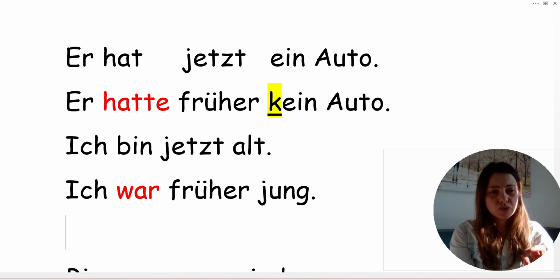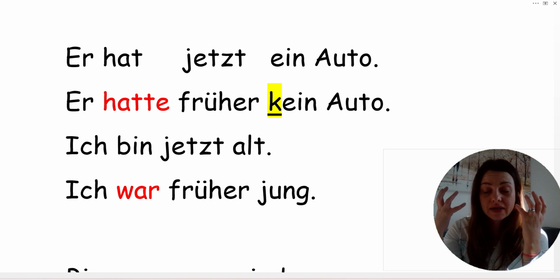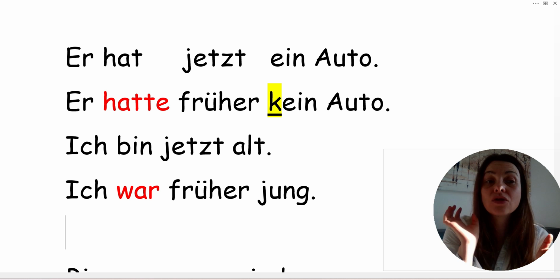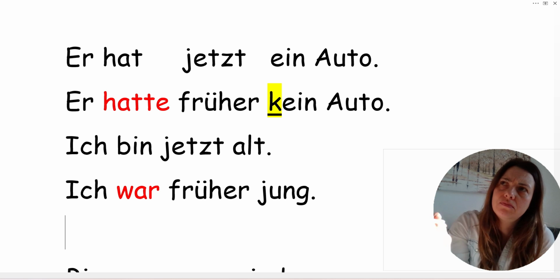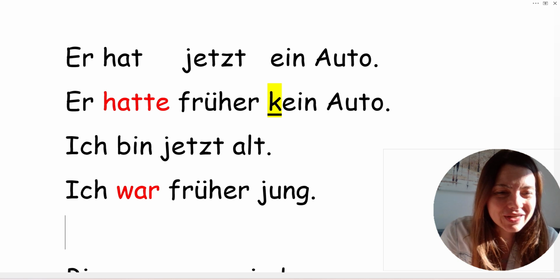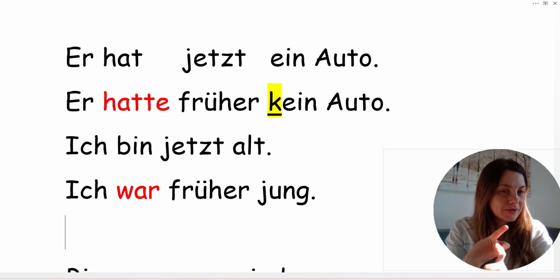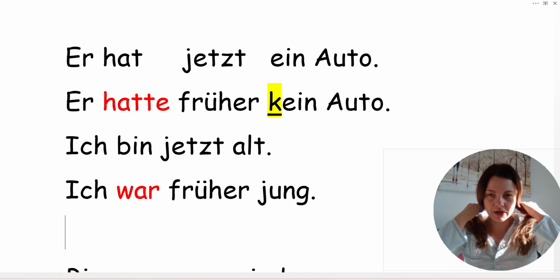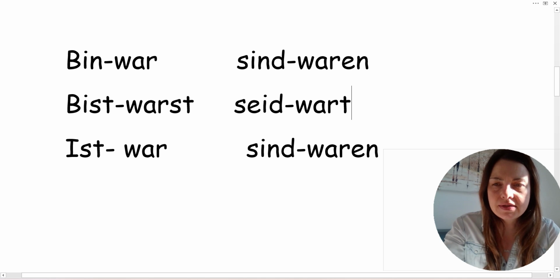So that is the thing we want to practice today: to put sentences which are in present tense into past tense. And only sentences with, let's say, the two most important verbs, and these are haben und sein, to be and to have, of course. Okay, so let's see the list.